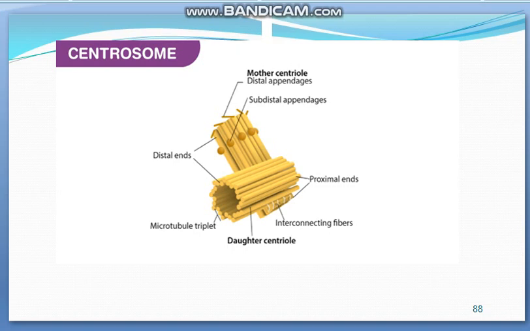If we see the diagram, this is the centrosome, and as I told you, the centrosome is made up of 2 centrioles. This is the mother centriole and this is the daughter centriole. This is one centriole, this is the other centriole, and they are present at right angles, or perpendicular, to each other. So this is the structure of the centriole.